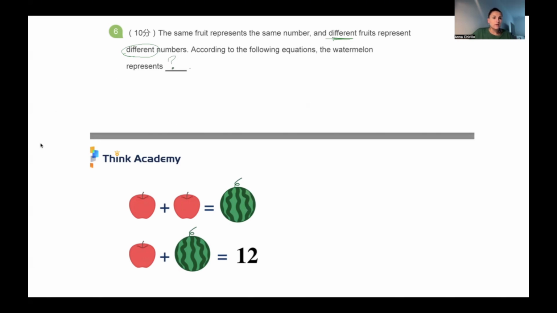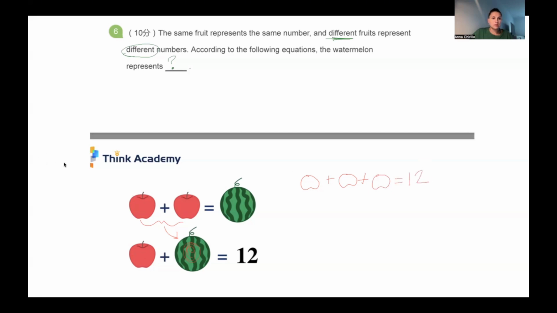So the first thing we can look for is we can see if we have two apples equals one watermelon, and we have an apple plus a watermelon equals 12, we can substitute the two apples here for the one watermelon. And that would give us one apple plus two apples, because those are the two apples that equal this watermelon, plus the third apple over here. And that's going to equal 12.